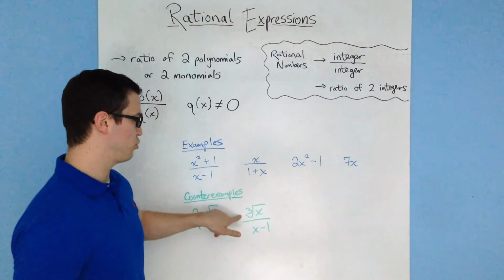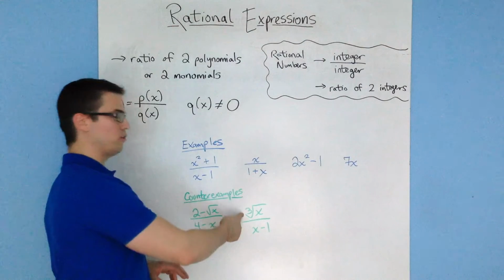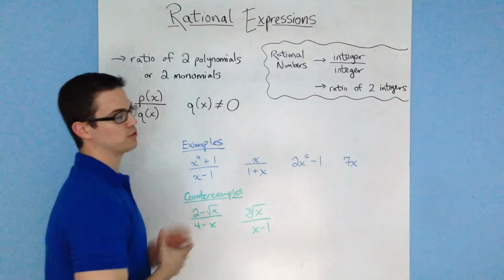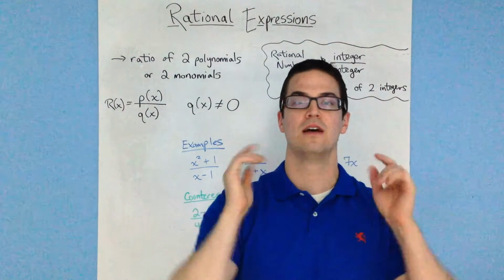Same here, we have a cubic root of x divided by x minus 1. This is not considered a polynomial, so these both are not rational expressions. So that's a quick introduction of what rational expressions are. If you have any questions about this, let me know.